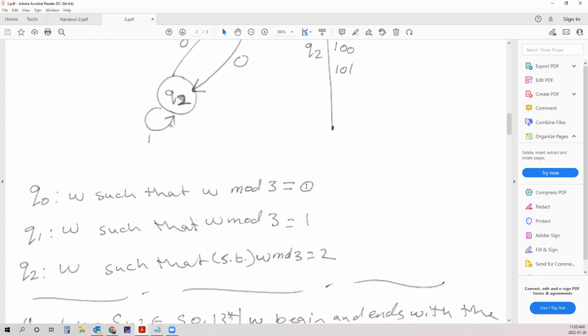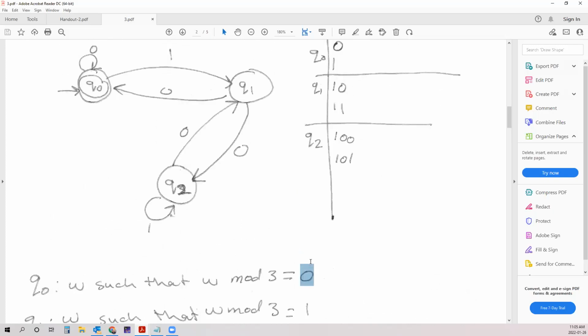So the mod answers: if the mod is 0, that means it's divisible by 3. If the mod is 1, it's not. If the mod is 2, it's not either. So then I'll have 3 states. I need 3 states, Q0, Q1, and Q2.